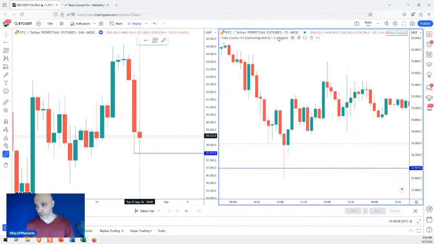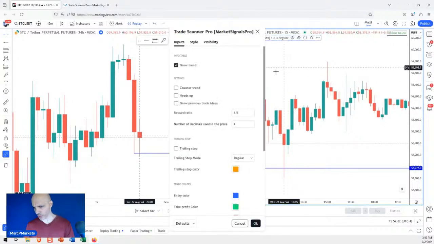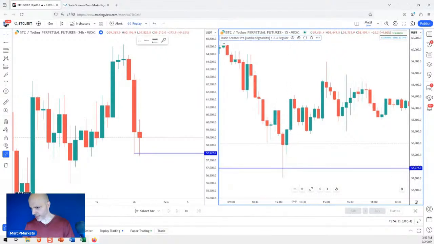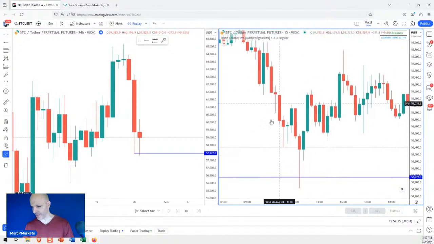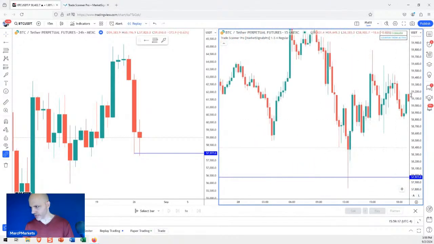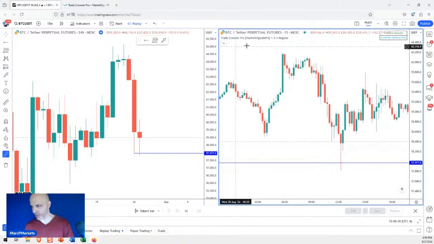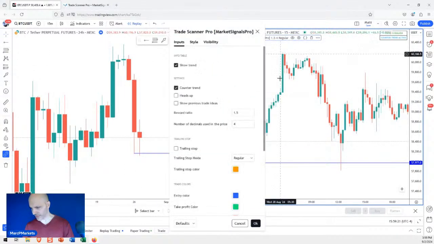Now let's use the Trade Scanner Pro real quick and see what the Trade Scanner Pro would have showed us. So I'm going to turn on the counter trend mode. Okay. And let's see. What does the Trade Scanner Pro show us on this time frame? Anything? Let's look around here. I have to turn on the previous trades. Hold on. I have everything turned off. So show previous trades, show heads up.